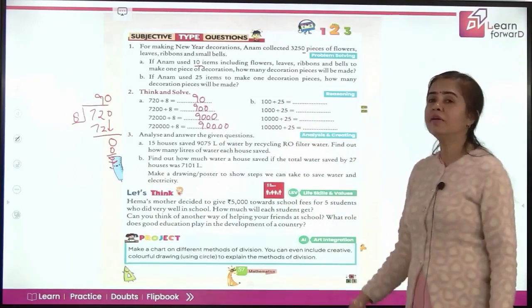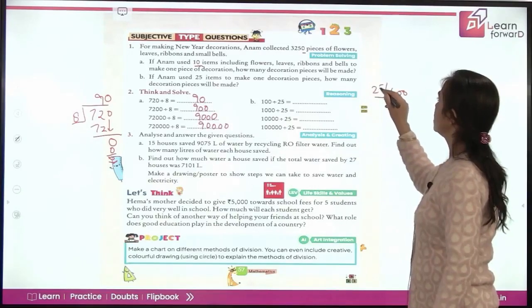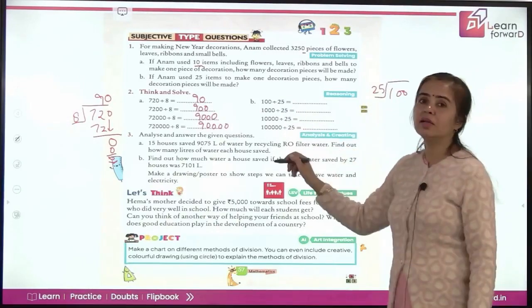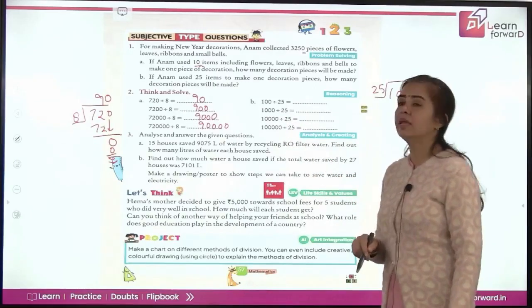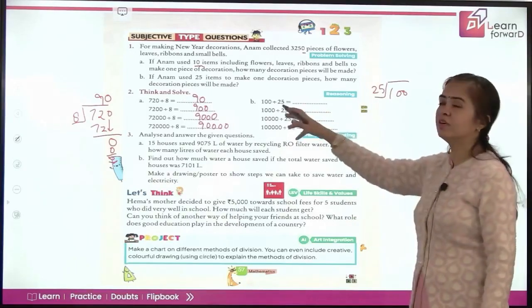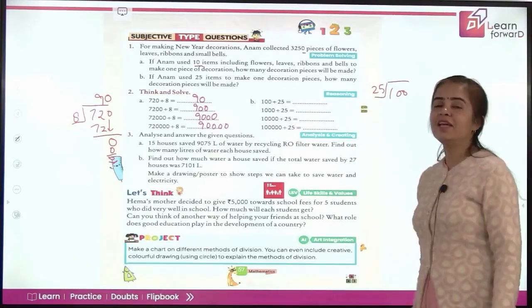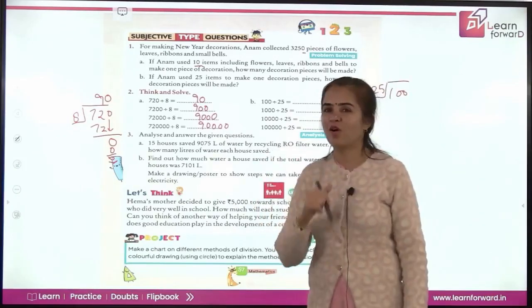Now, here 100 divided by 25. This is just the same. What you see here in the pattern? Every time just one zero is increasing in your dividend. So, find out what answer you get for the first one and accordingly get the other answers. I leave this for you to practice and get confident.